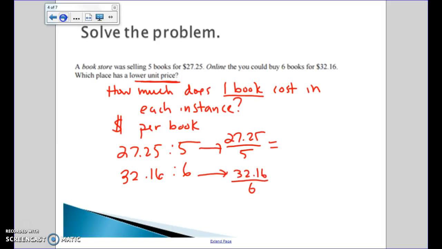And I know that the fraction bar means division. So what I'm going to do is use my calculator to calculate whatever 27.25 divided by 5 is. I could also use long division, but I don't want to take up all your time on this video. But I do want to emphasize again that this fraction bar really means division. So I need to divide both the top and the bottom by 5 so I can get the unit rate per one book.